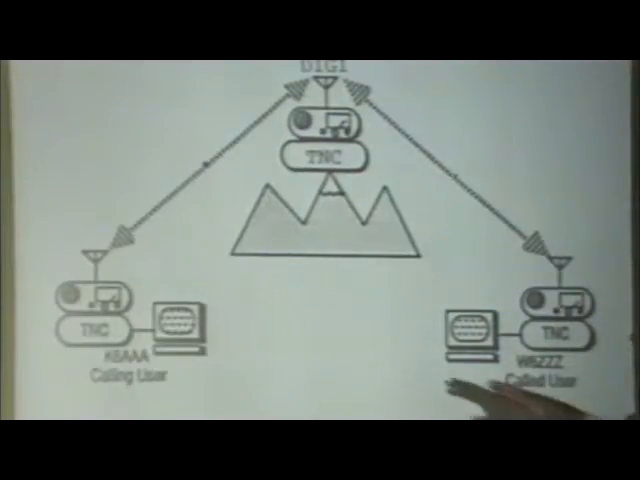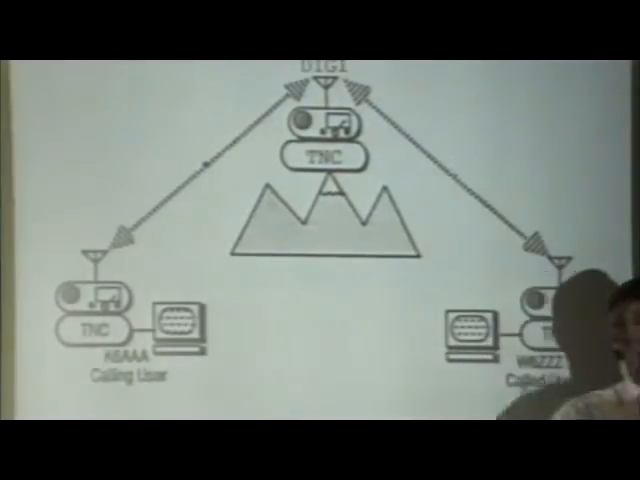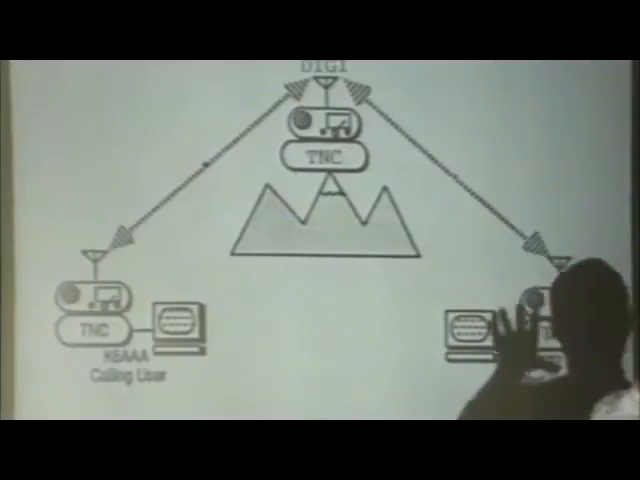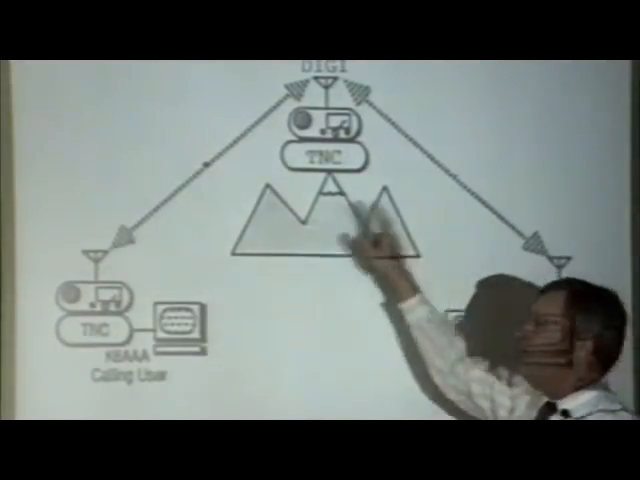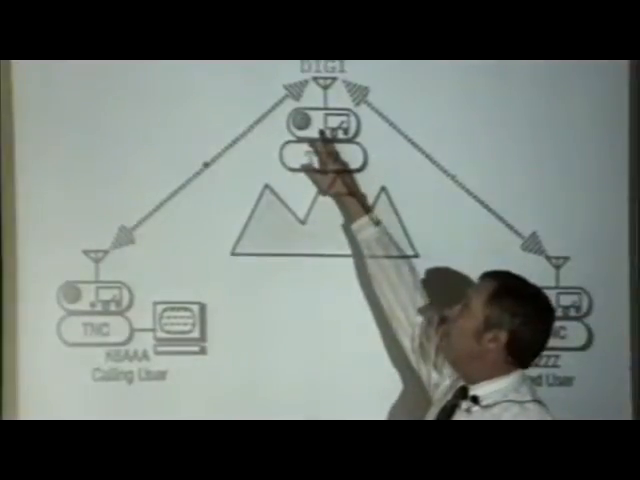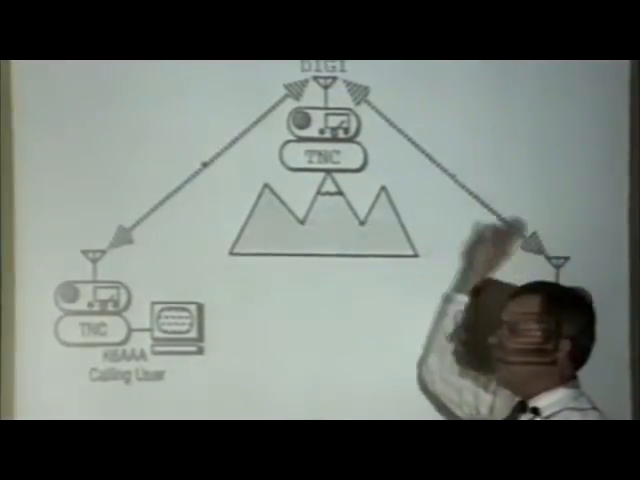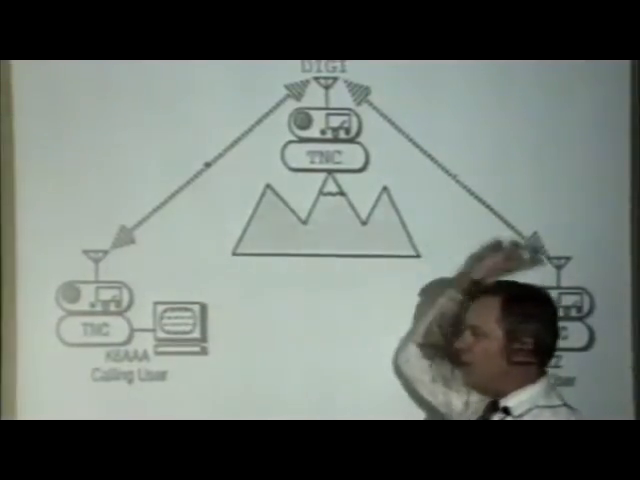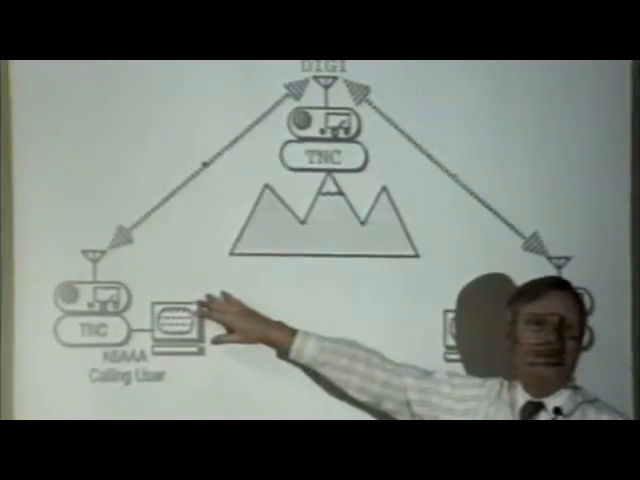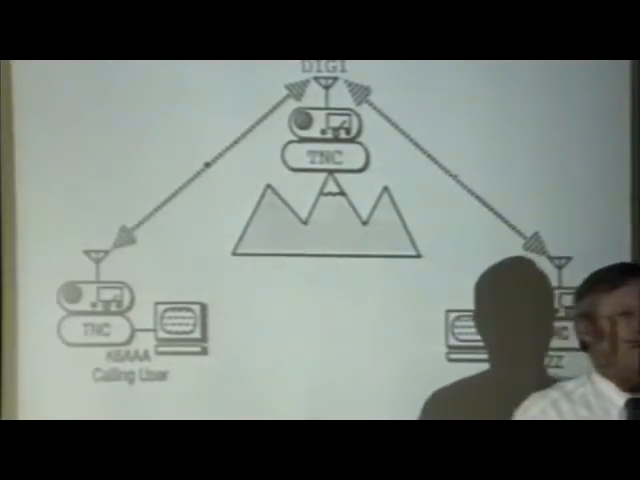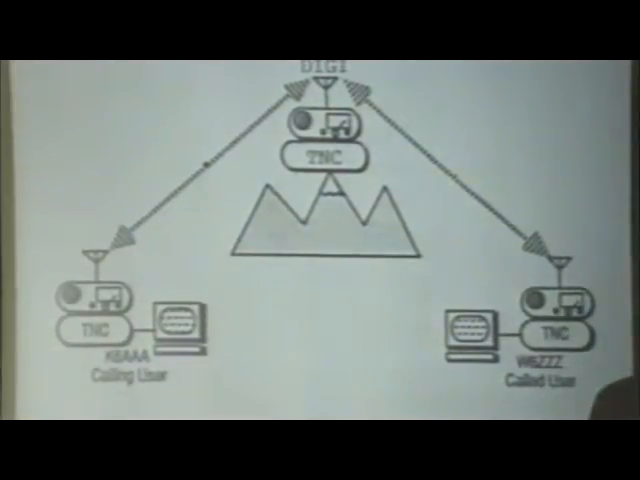But if you have your monitor set where you're only copying what's to you, you're not monitoring the channel, then you won't see this digi retransmit, because your TNC will see it, but he sees that the source is AAA and the destination is ZZZ, so he's going to ignore it because he says, well, that's not for me, that's from me. Does that answer your question?